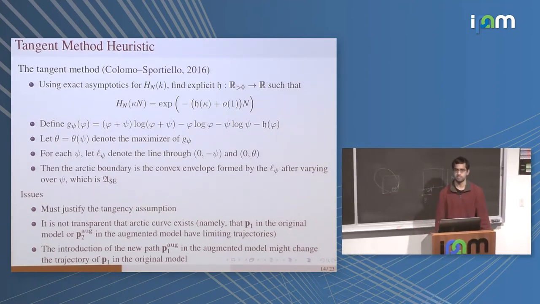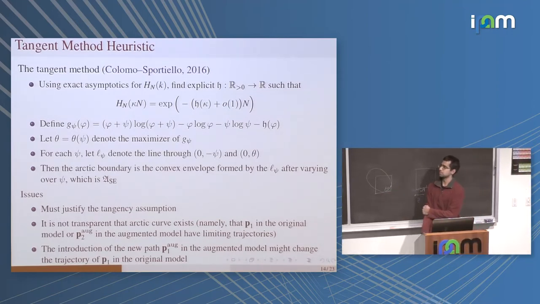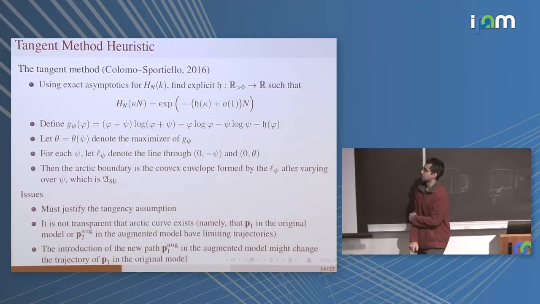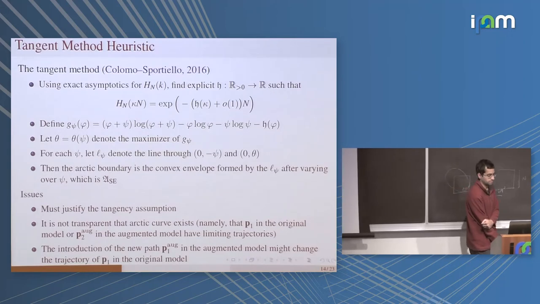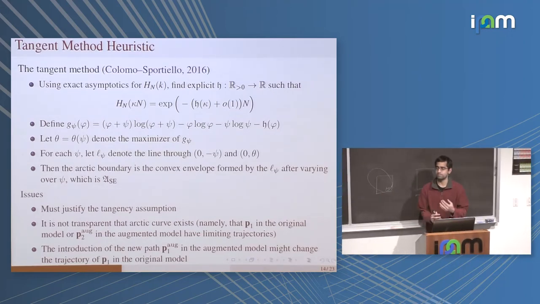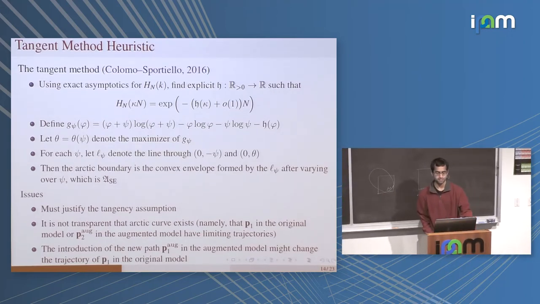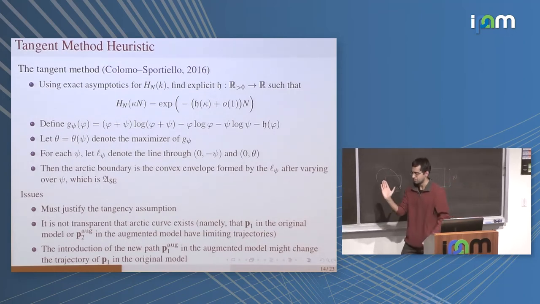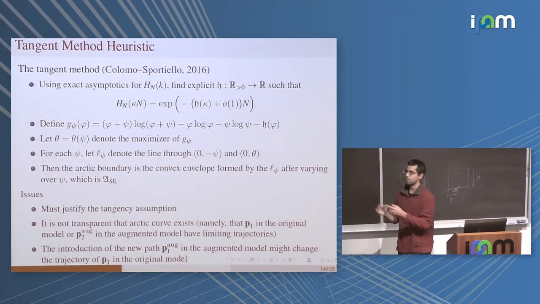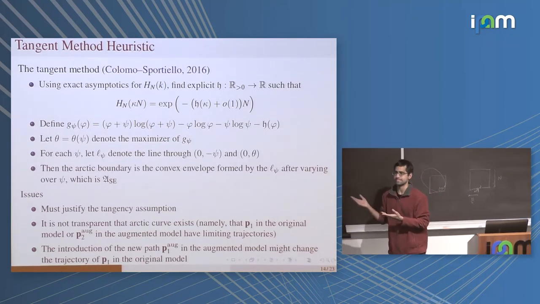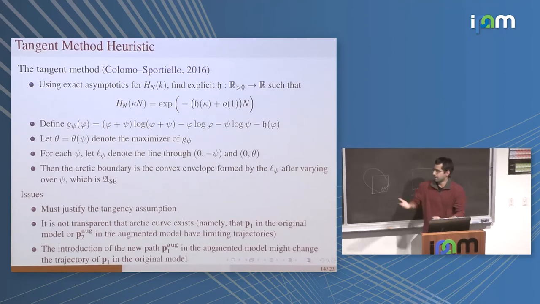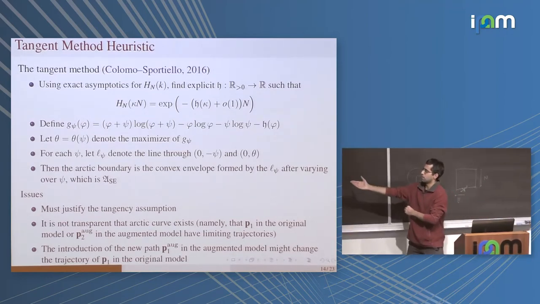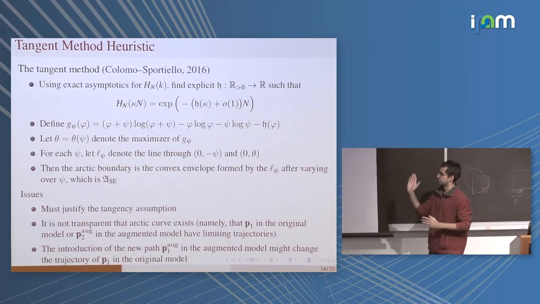And that should be the answer. Okay, so now the issues with this, there are essentially three that I see. The first is that you need to justify the tangency assumption. The second is that the tangency assumption itself is sort of problematic, because I'm saying that this new path in the continuum should be tangent to the arctic curve, but I actually don't even know that the arctic curve exists, right? I mean, there's no a priori statement that tells me that. Or another way of saying that is I don't know that this P1 has a scaling limit, so what does it mean for it to be tangent?